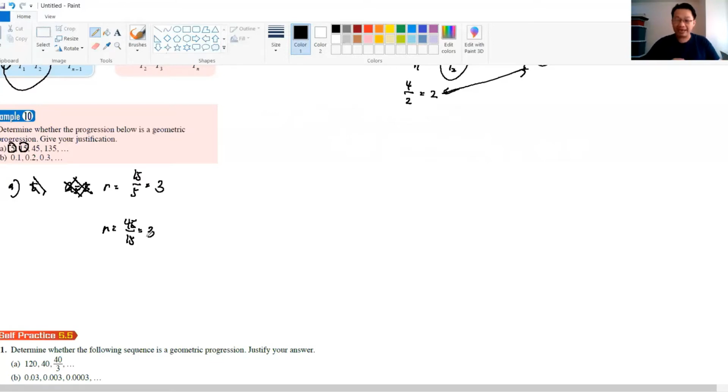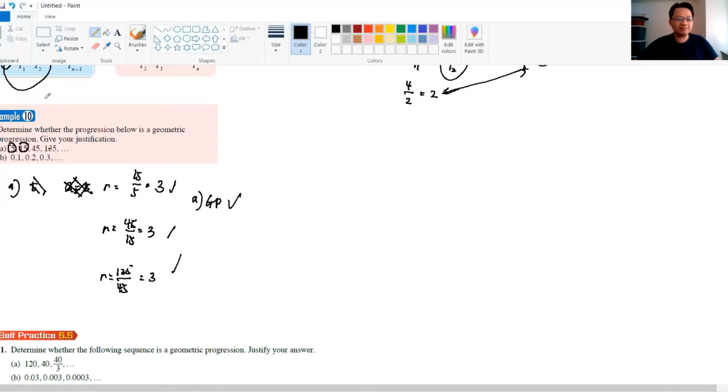Another equivalent value. How about this one? 1, 2, 3, 4. The fourth term is 135, and it must be divided by the third term, 45. 135 divided by 45, the answer is also 3. So all these values are equivalent. Therefore, A is a GP.